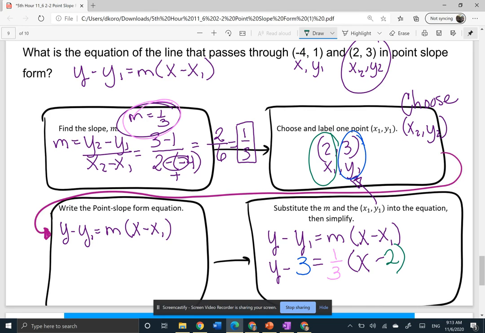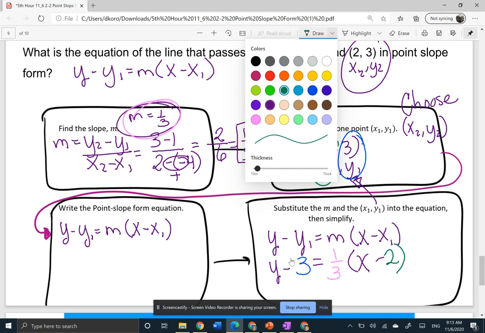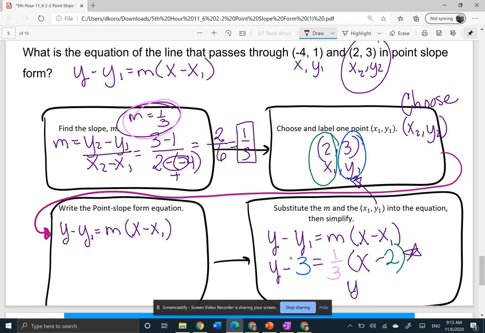So this one, actually, there's nothing to simplify. So I'm just going to rewrite it so it's all one color. But actually, this is your answer right here. So it's y minus 3 is equal to 1/3 times (x minus 2). And you're all set.